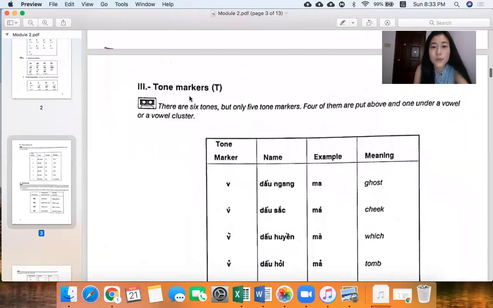3, tone markers. There are 6 tones, but only 5 tone markers. 4 of them are put above and one under a vowel or a vowel cluster.